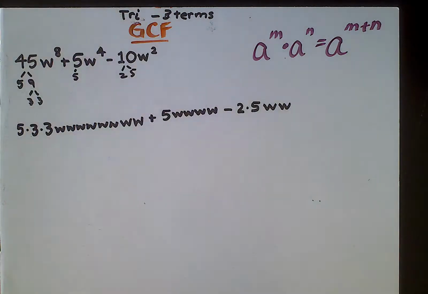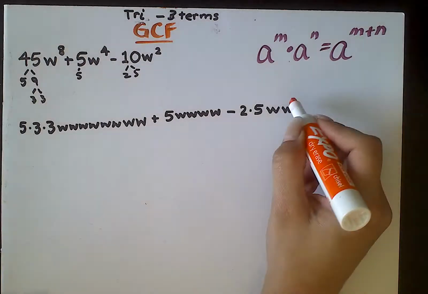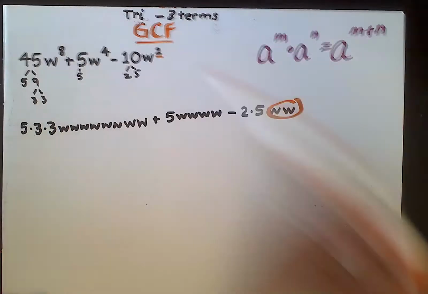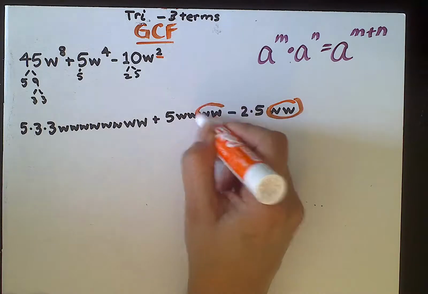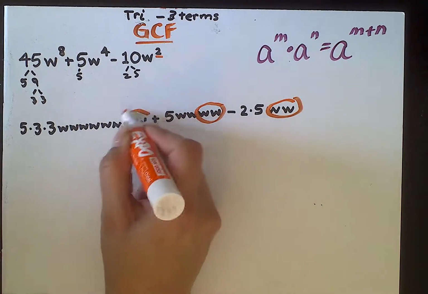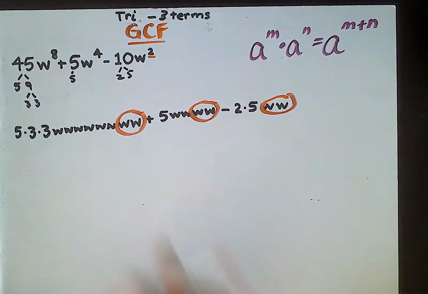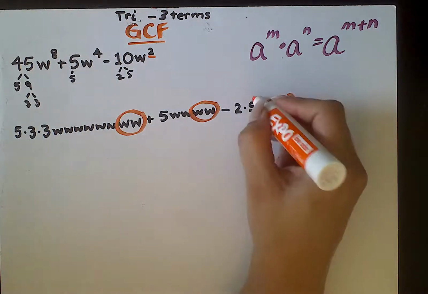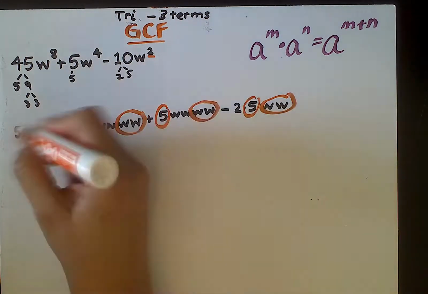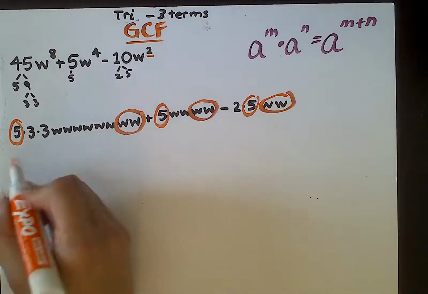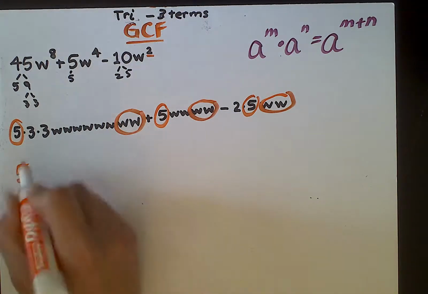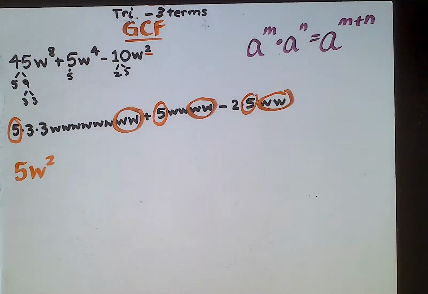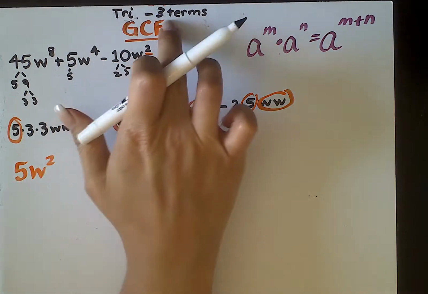All right, so you have here each one of these. Remember how I told you to look for the smallest exponent? That's going to tell you which one they have in common. They all have W squared inside, and they also have a 5. So that means my GCF is 5W squared.